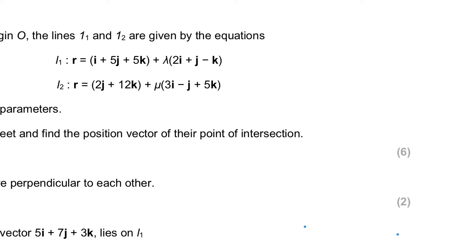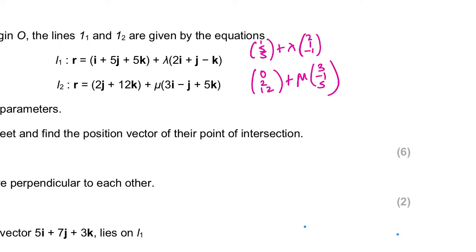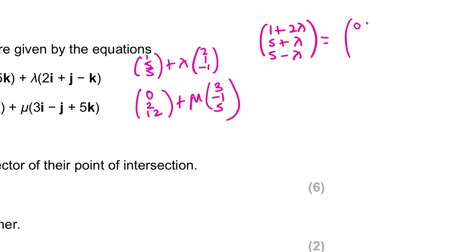it's going to be, now I like to write them in column vector form, so (1, 5, 5) plus lambda (2, 1, minus 1). We have (0, 2, 12) plus mu lots of (3, minus 1, 5). So the simultaneous equations: 1 plus 2 lambda, 5 plus lambda and 5 minus lambda. They're saying this equals 0 plus 3 mu, 2 minus mu, 12 plus 5 mu.